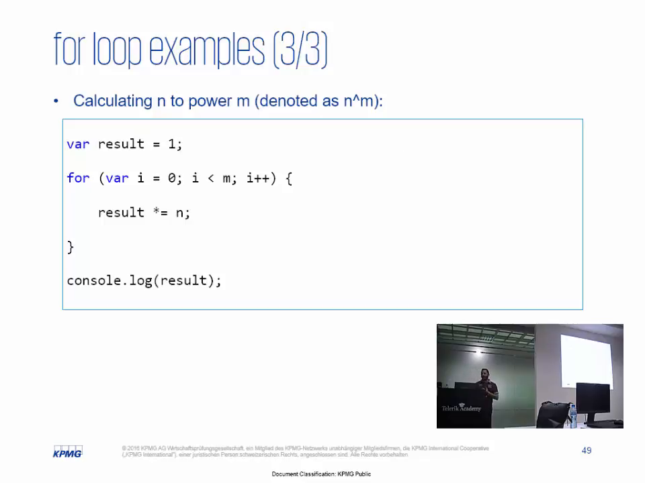Okay, calculating the power. Again, everything is in one place. You have the i, which is the loop counter, going from 0 to m minus 1, actually. And every time we're iterating, we're incrementing the loop counter. And the result starting from 1, so that we can multiply it every time. This one I like.